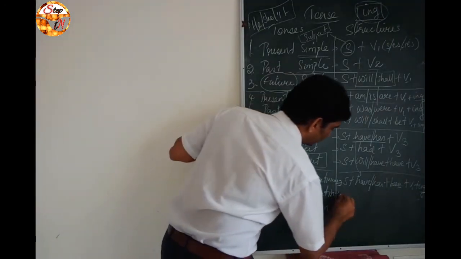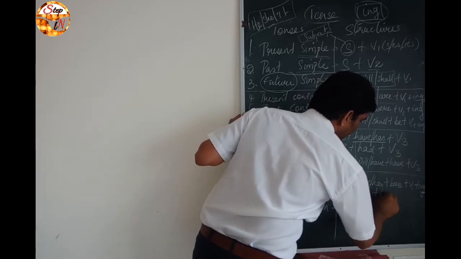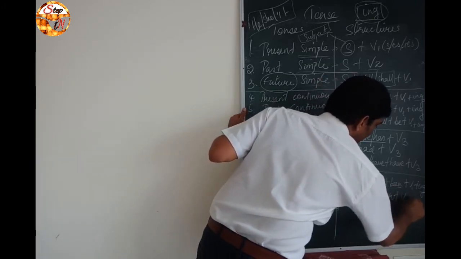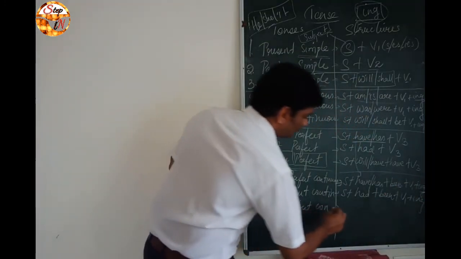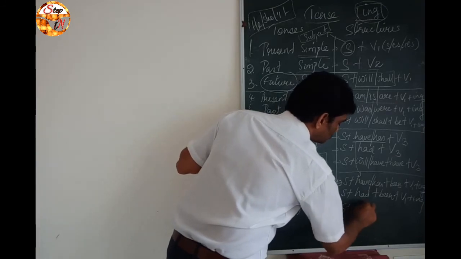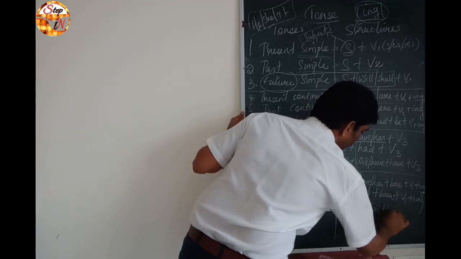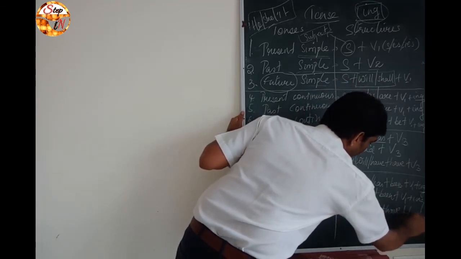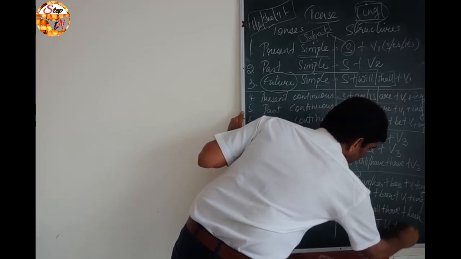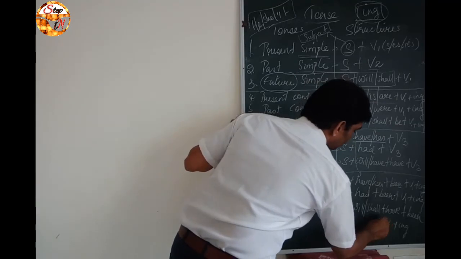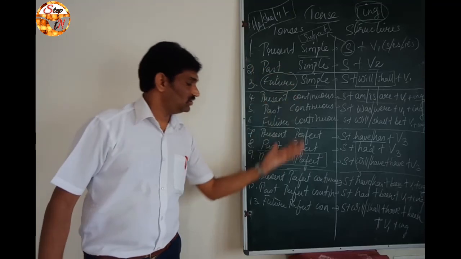Then the next, past perfect continuous tense: subject plus had to indicate past perfect, plus again been to indicate continuous tense, verb 1 plus ing. The last one we can also easily remember, it is in future. So subject plus will or shall to indicate future, then have to indicate perfect, and be to indicate continuous tense, plus verb 1 plus ing. That's it. So these are the structures used for all 12 tenses.